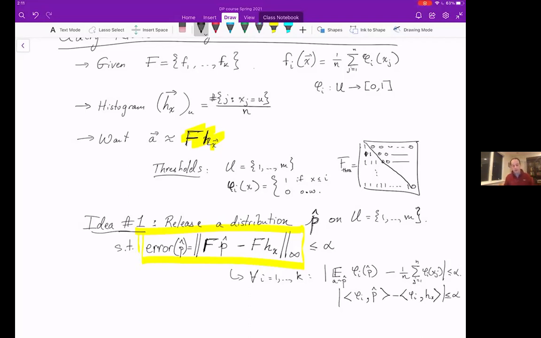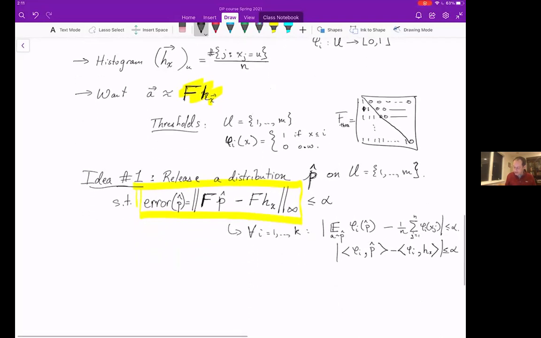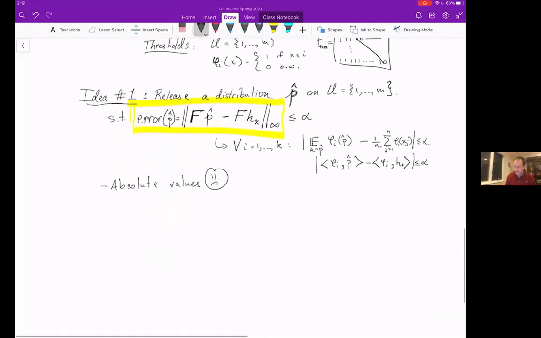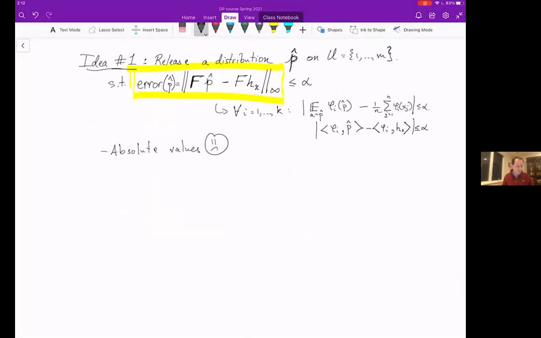So far, so good. So what we're trying to do is match up these inner products. The only downside is that we've got absolute values in our expression, and that's a bummer because absolute values are a pain in the neck to deal with. And so we're going to get rid of these by considering families. We'll only consider sets of queries that are closed under complement, taking complements.